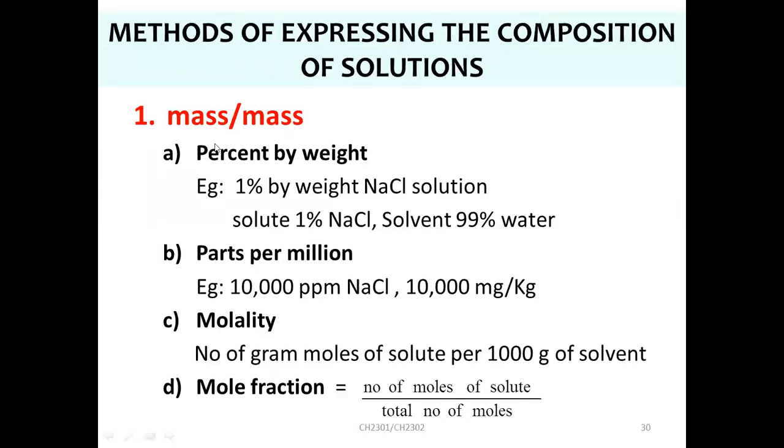The first method is the mass per mass method. Under that, we can use percent by weight to express the composition of a solution. An example is a 1% by weight sodium chloride solution. In a 1% by weight sodium chloride solution, there is 1% solute, that means sodium chloride, and 99% solvent, that is water.